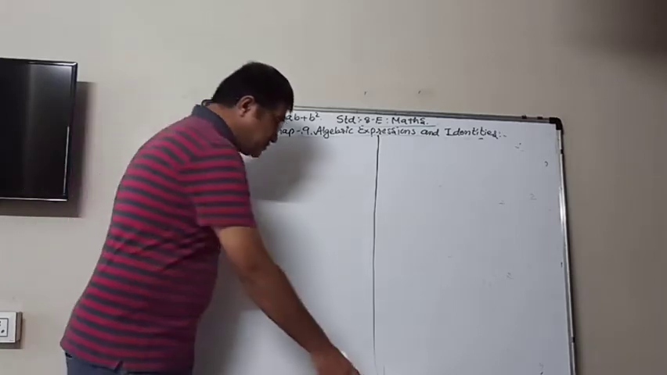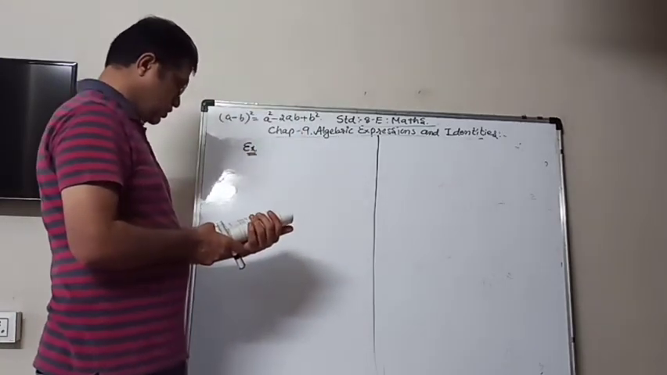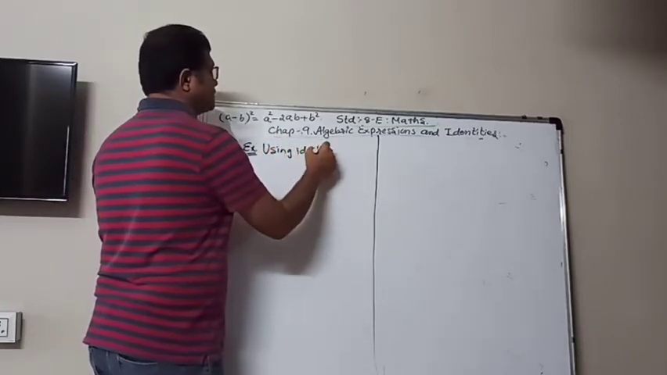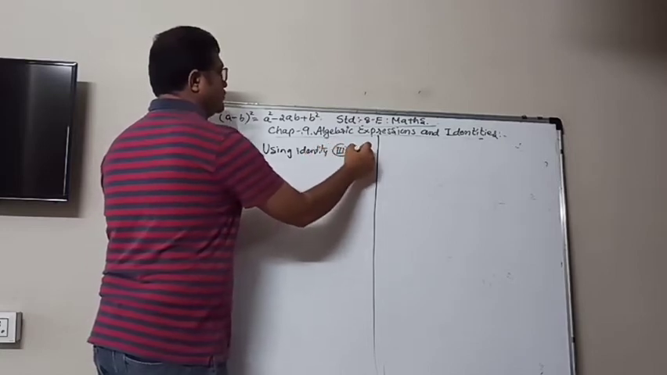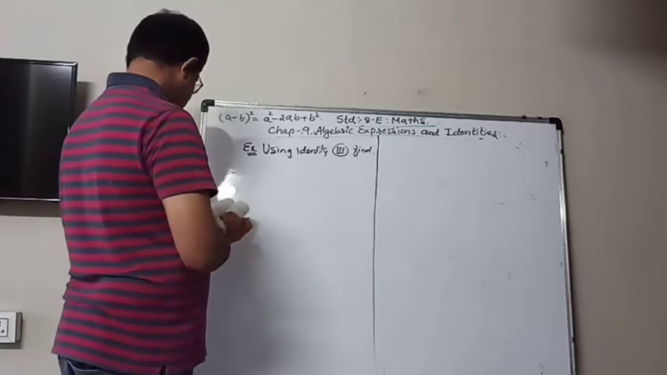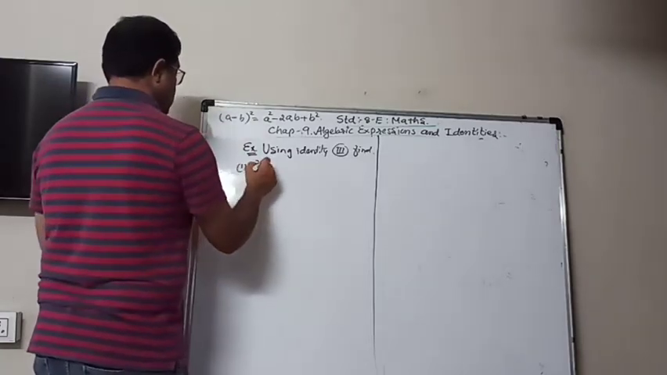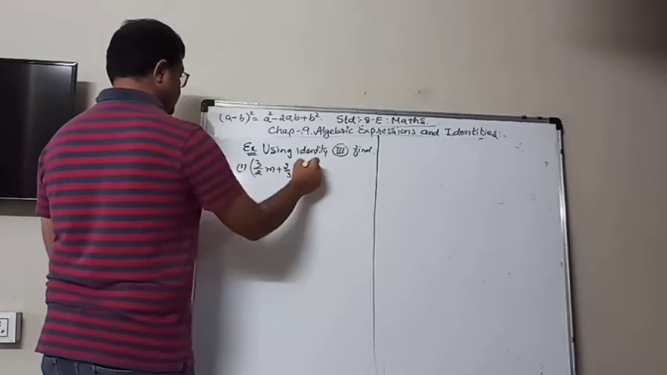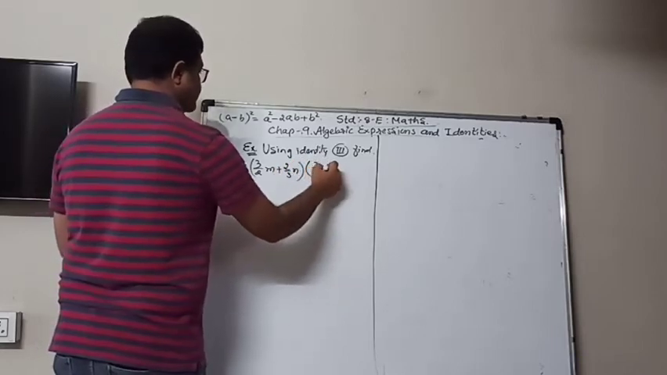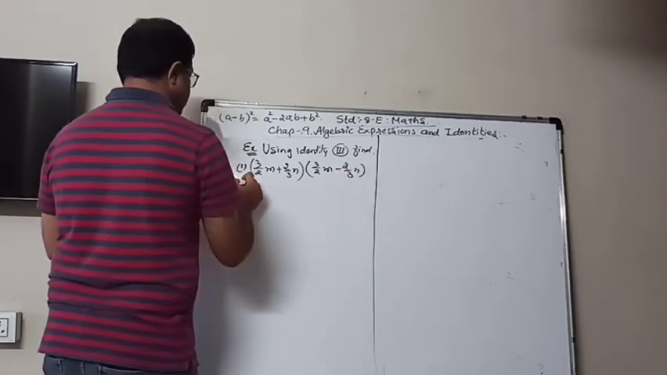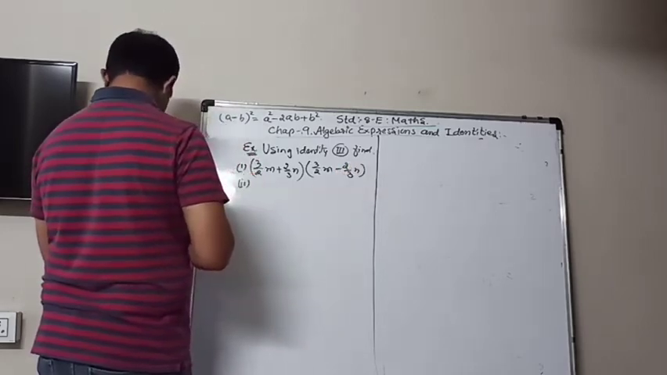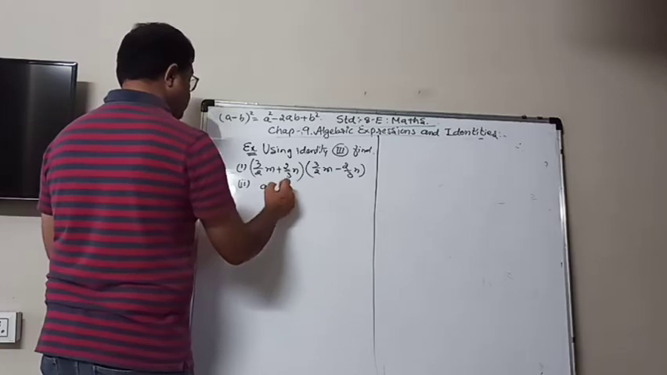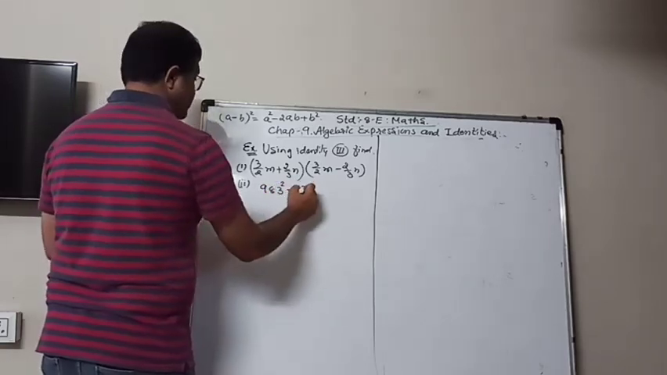Now the application of identity 3. Using identity third, find first one: (3 by 2m plus 2 by 3n), second bracket (3 by 2m minus 2 by 3n), and the next one is 983 square minus 17 square.